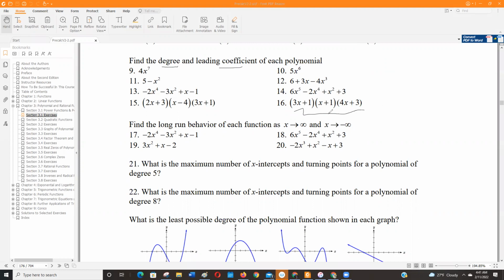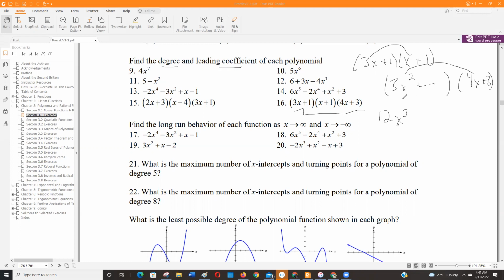So we could FOIL it all out, expand it all out, but all we really need to worry about is, if you think about this, right? If I multiply out 3x plus 1 times x plus 1, I'm going to get 3x squared plus a lot of other terms, right? So I've got that 3x squared plus a bunch of other stuff times 4x plus 3. So if I do this next multiplication, isn't this 12x cubed going to be the leading term? There's no other x cubed in this whole expression.